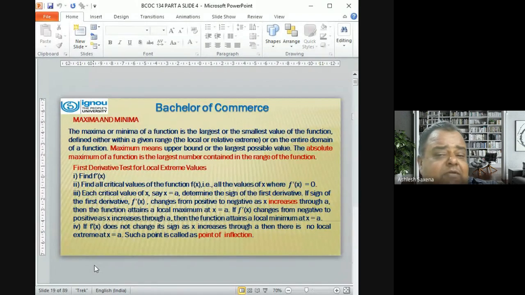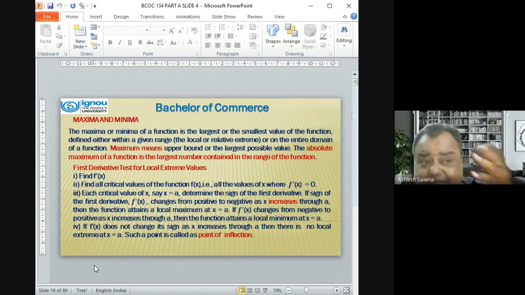Maxima or minima of a function is the largest or the smallest value of the function, defined either within a given range or on the entire domain of the function. Maximum means upper bound or the largest possible value. The absolute maximum of a function is the largest number contained in the range of the function.